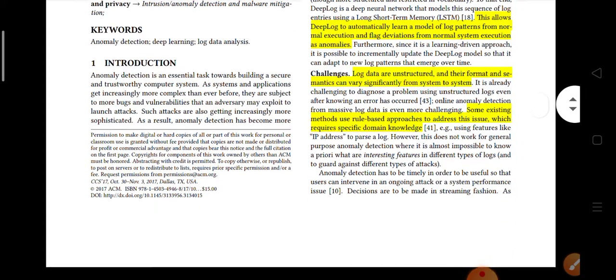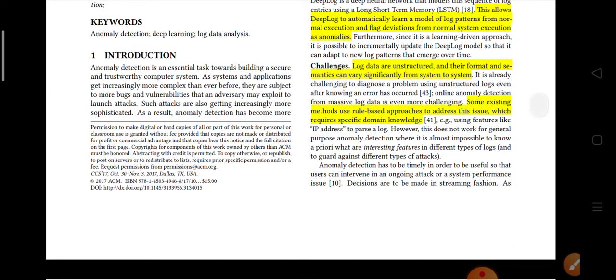In the next paragraph they mention the challenges. The first challenge is that the original data is unstructured, that means raw text data. Converting this unstructured data into structured data, and applying deep learning on top of that, is a challenge.